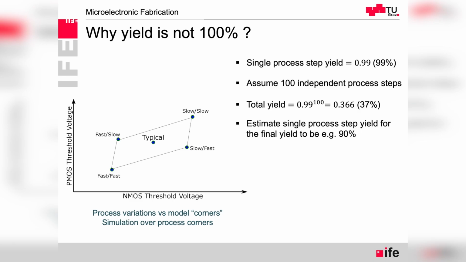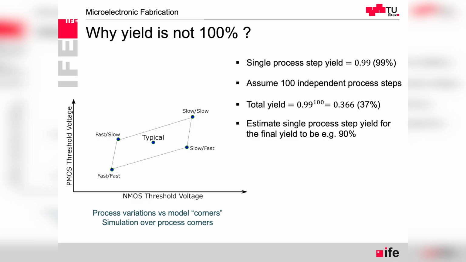So unfortunately, the yield is not 100%. And the interesting thing is that to get a yield in the range of 99%, which is, let's say, at the edge of what can be acceptable, it needs enormous precision in controlling each individual process step.